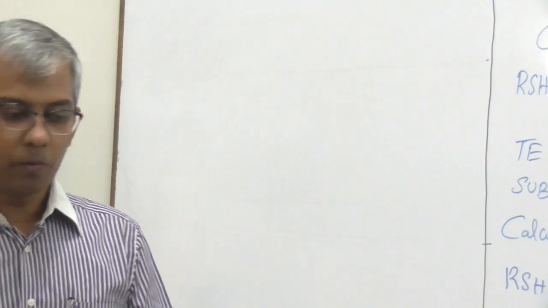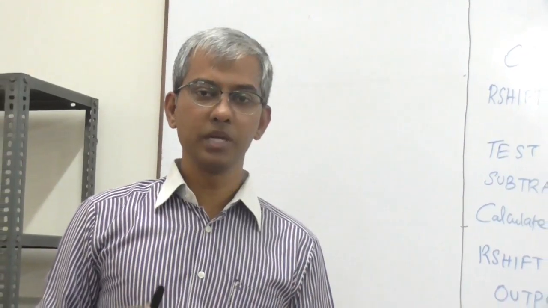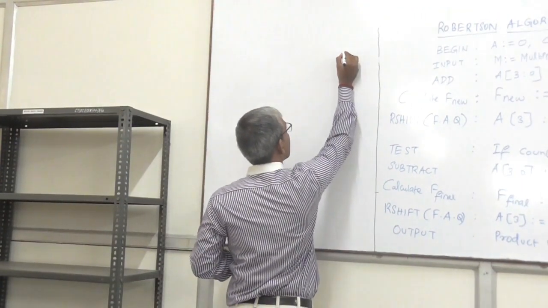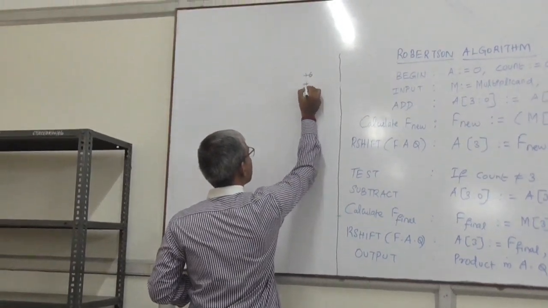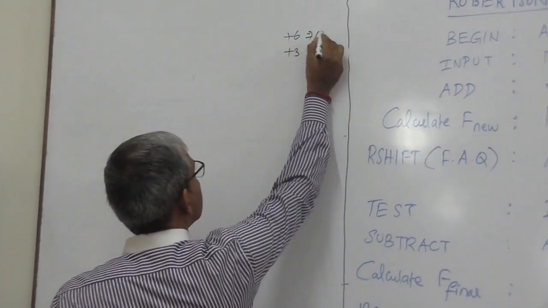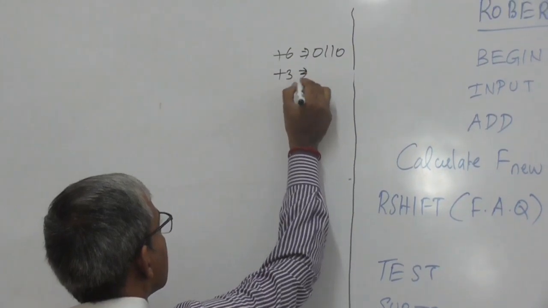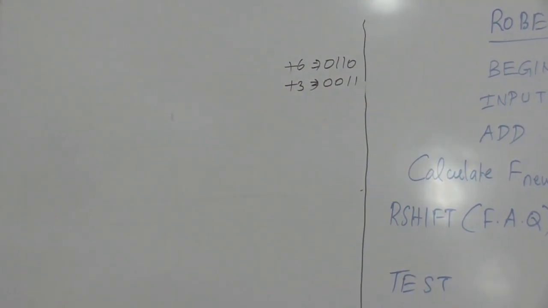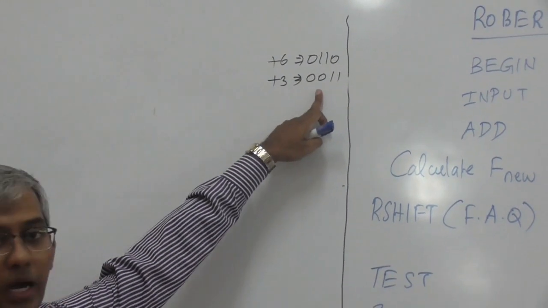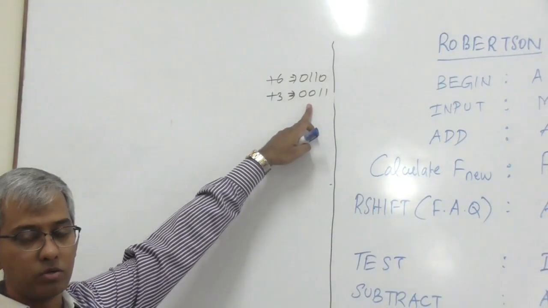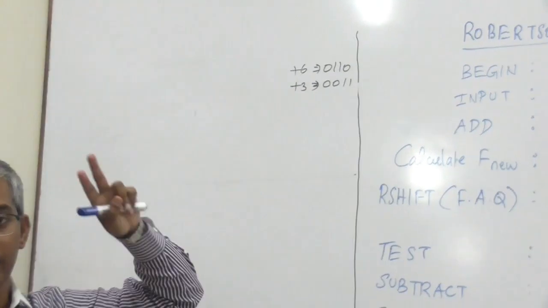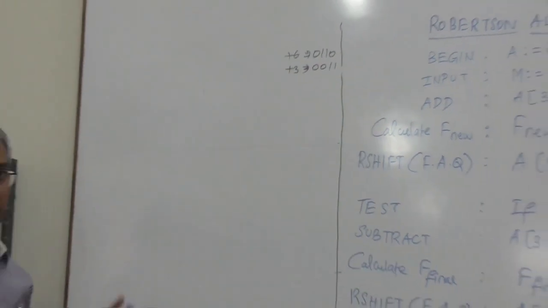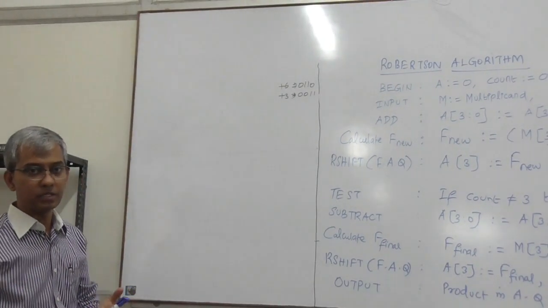Now we'll see how a multiplication operation takes place in a machine. Now I want to multiply the same two numbers, plus 6 and plus 3. The binary equivalent is 0110, and here the binary equivalent is 0011. When I do the multiplication, the result will be of 2n bits, so 8 bits. So in order to store the 8 bit value, I require 2 registers. Each register will have 4 bits. If it is of n bit, then each register should have n bits, right?